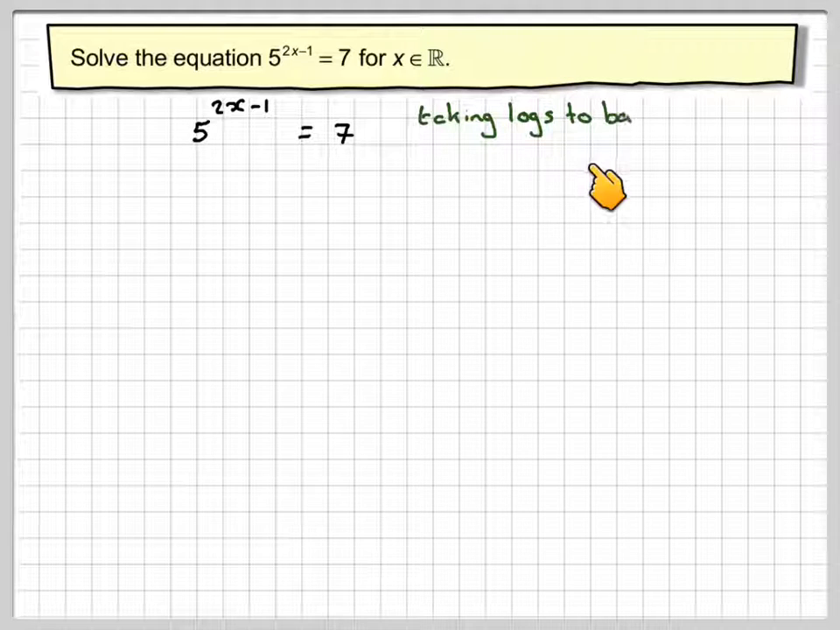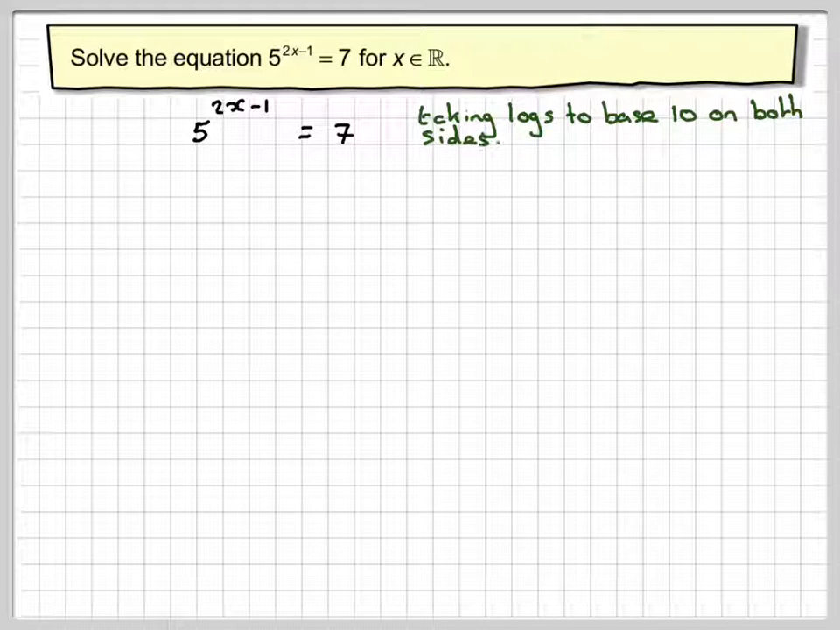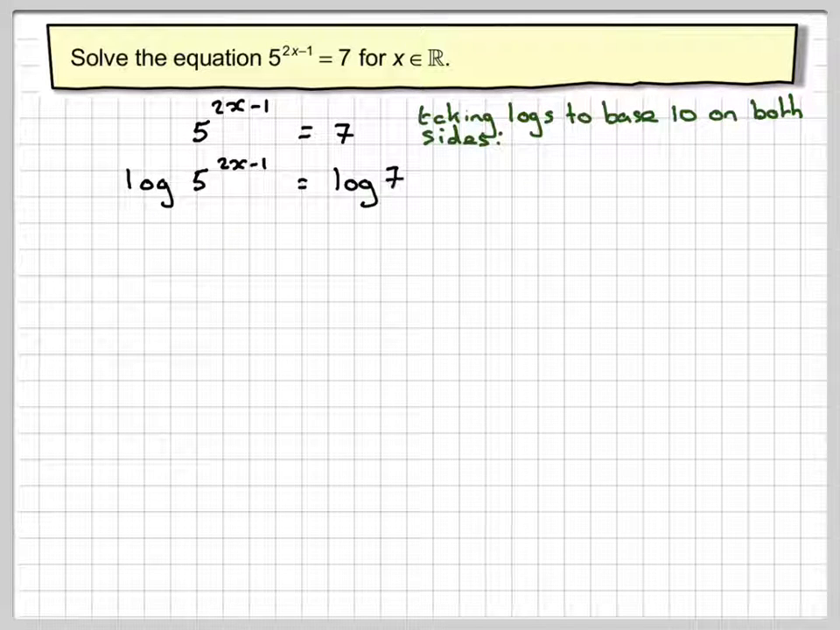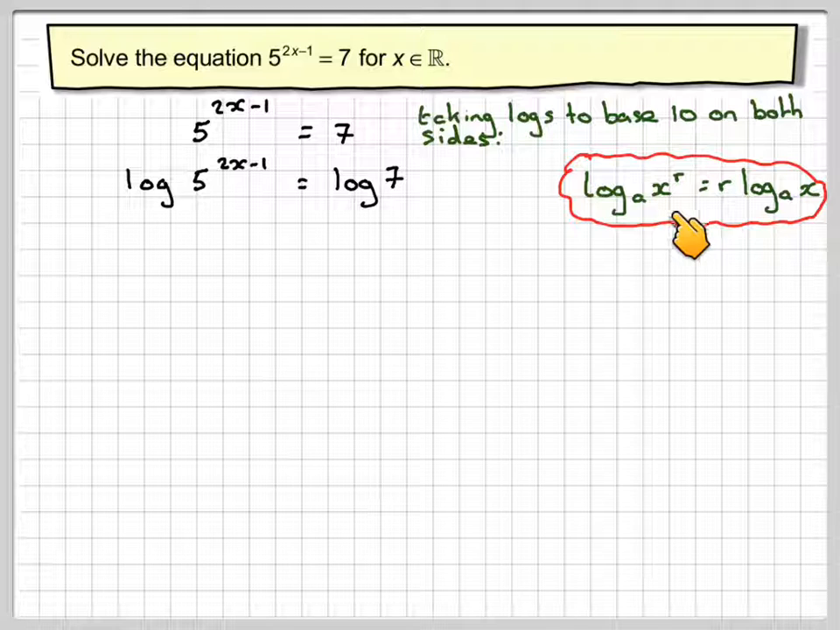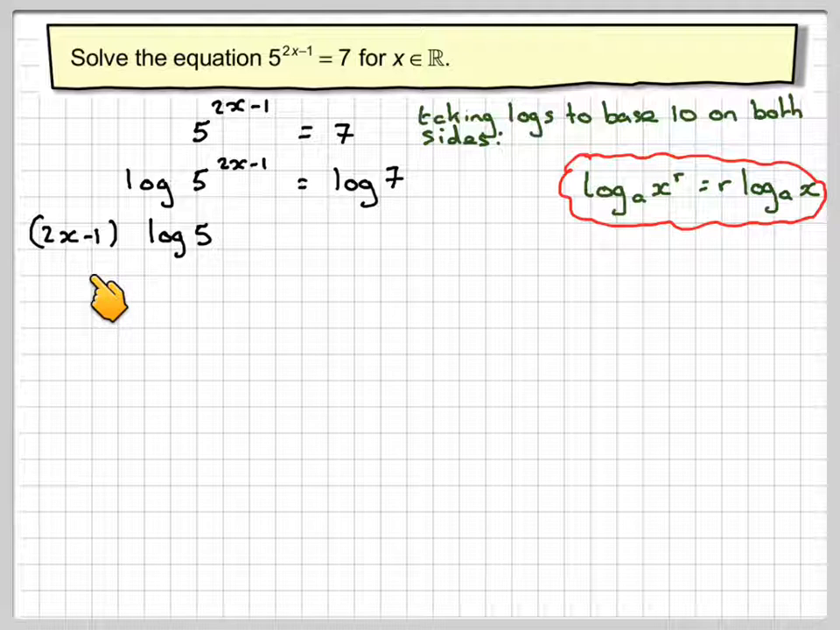If we take logs to base 10 on both sides, we get log of 5 to the 2x minus 1 is equal to log to the base 10 of 7. And then applying this rule of logarithms, log a of x to the r is equal to r log a of x, where r in this case is going to be 2x minus 1. We treat this as one whole thing. We put it down in front of the brackets. We get 2x minus 1 times log 5 is equal to log 7.